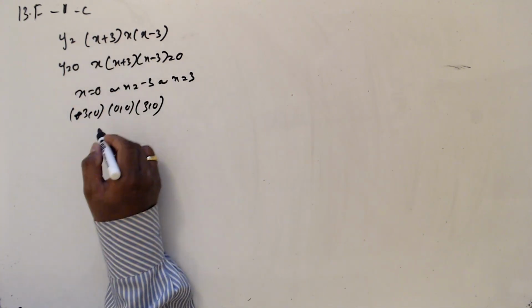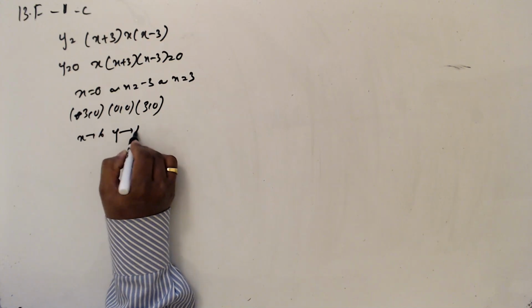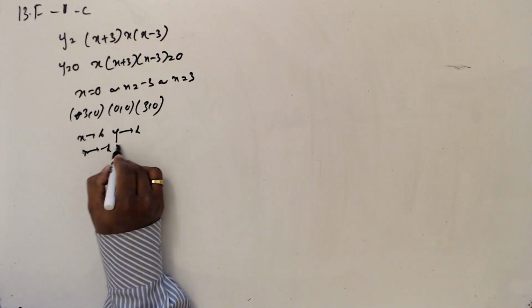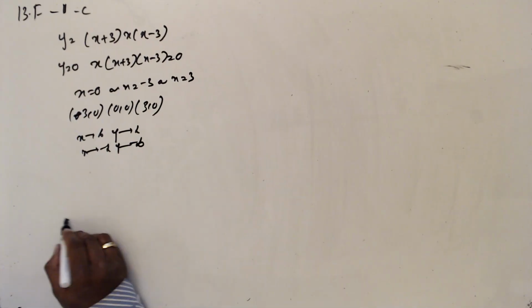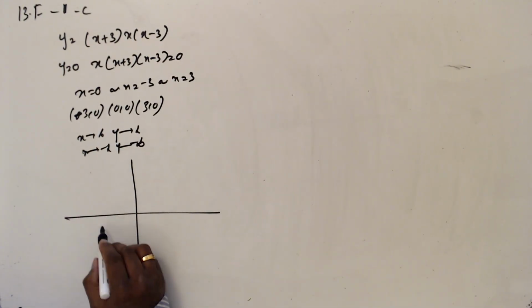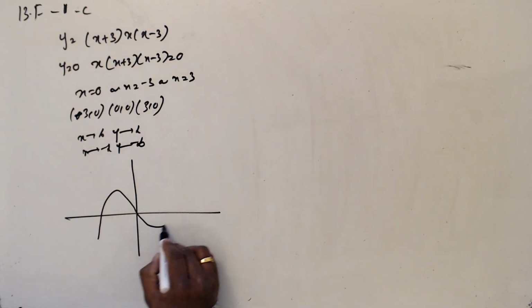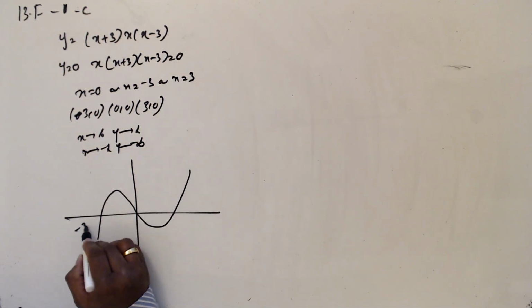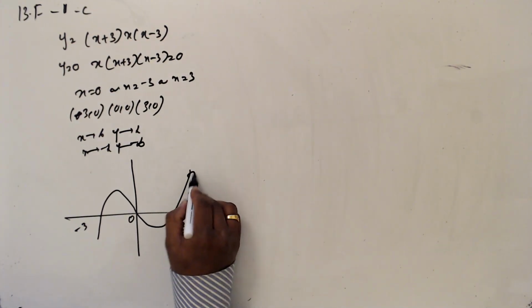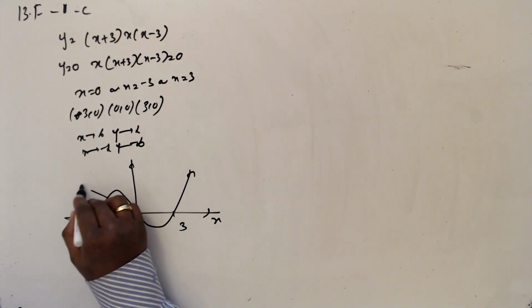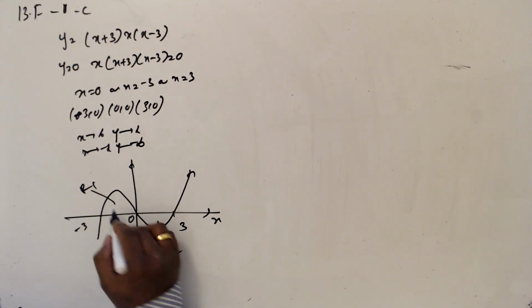As x is positive, x cubed, x goes to positive infinity, y goes to positive; x goes to negative, y goes to negative. Hence, the curve is going to be something like this. This is minus 3, 0, and this is plus 3, x. Now there are two regions, R1 and R2, two finite regions.